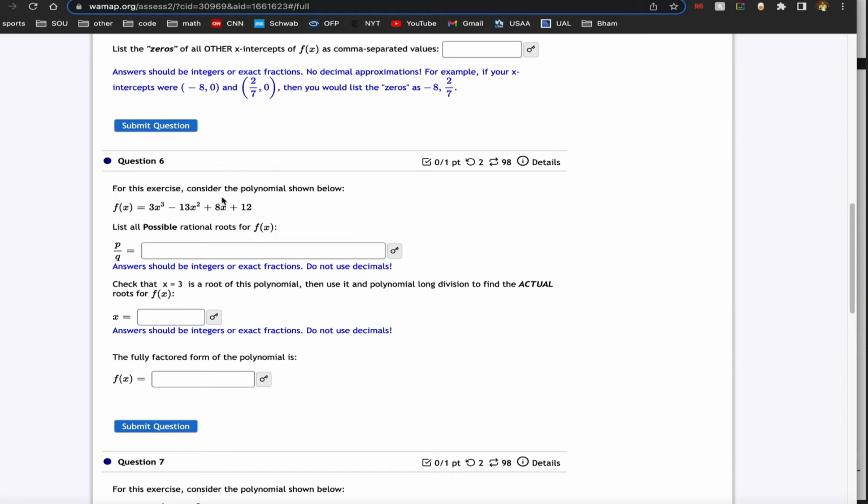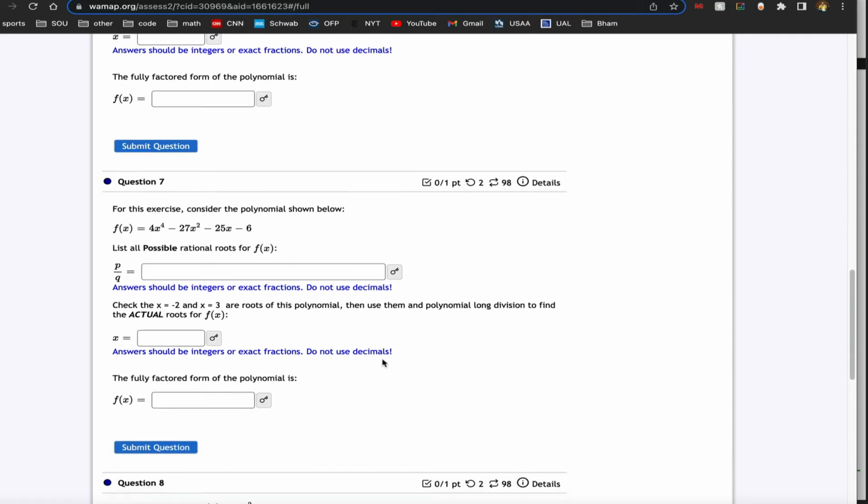So if you go into the homework here, you'll see this problem, question 6 is the one we were working on. You still list all the possible rational roots, and then you're still going to find the actual roots and put them in here. But note that I added this little thing right here. I guess we're working on question 7, but I changed 6 and 7. It'll say check that x equals -2 and x equals 3 are roots of this polynomial. Then use them in polynomial long division to find the actual roots.